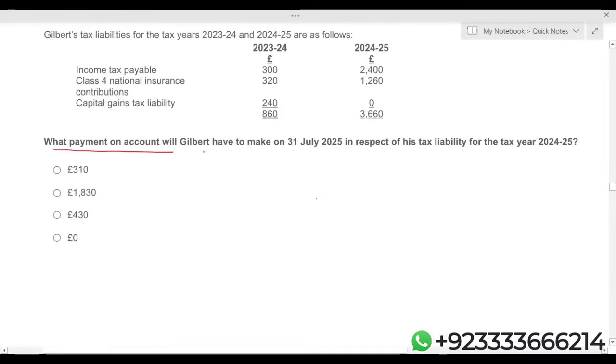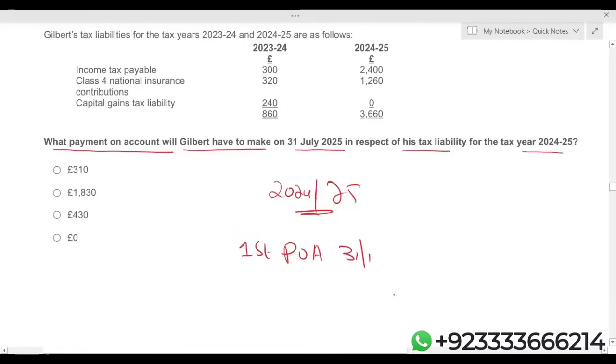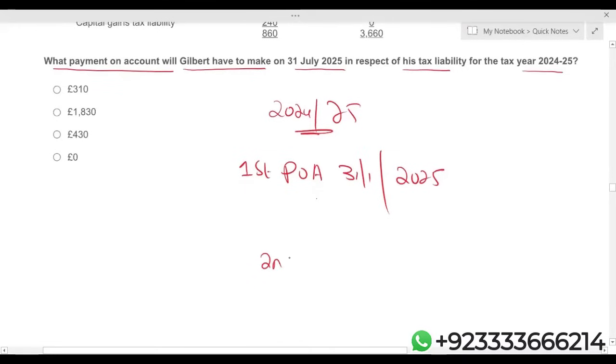What payment on account will Gilbert have to make on 31st July 25 in respect of his tax liability for the tax year 24-25? Student, for tax year 2024-25, your first payment on account is on 31st January during the tax year. Then the second payment on account is on 31st July after the end of the tax year. They are asking us this one.